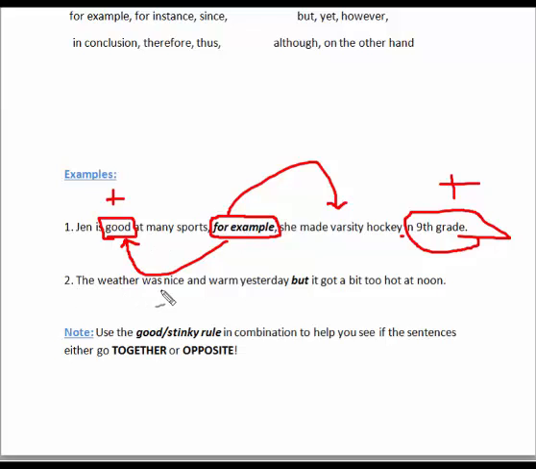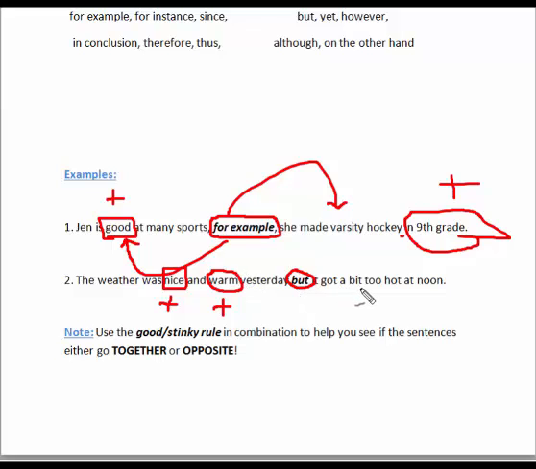Example number 2. The weather was nice and warm yesterday, but it got a bit too hot at noon. The weather was nice. That's positive. Warm. That's a positive word, using the good stinky rule. We circle the word "but," because this is a flag flip-flopper. That is an opposite structural clue that tells you the author is going to switch directions.